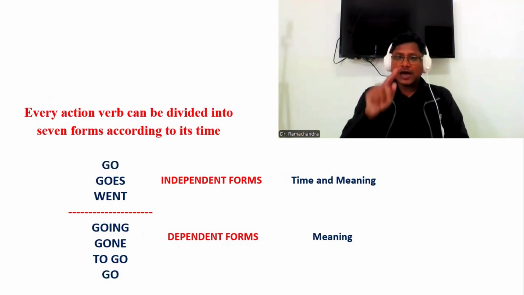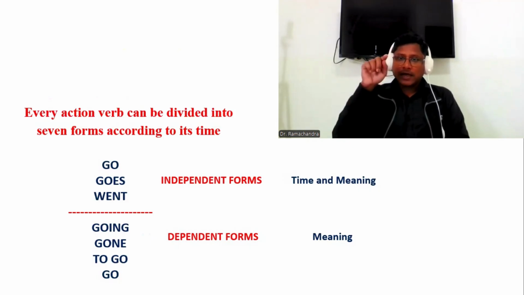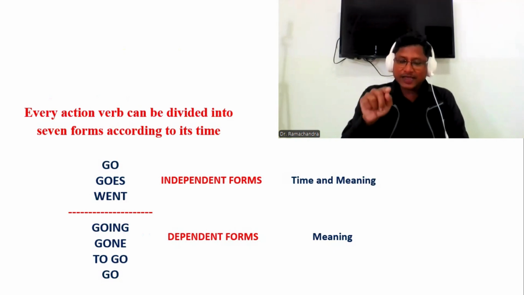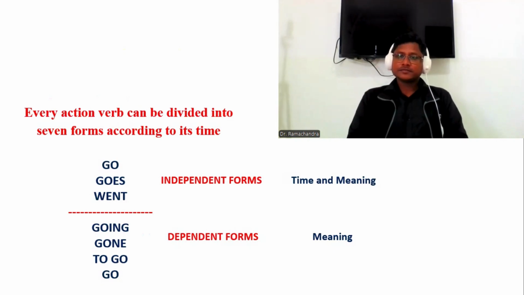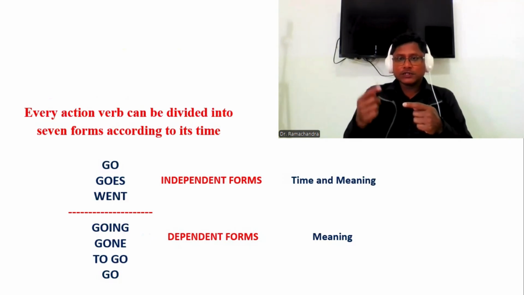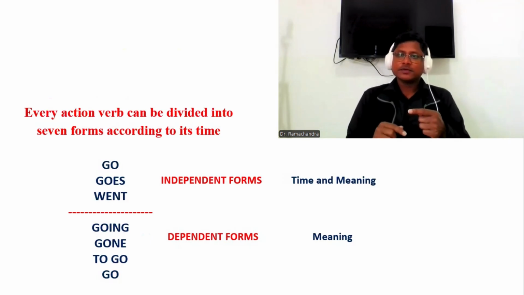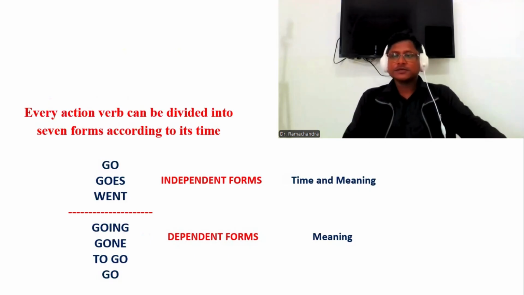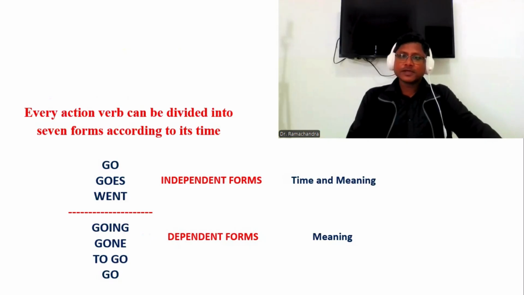If you use "I don't go," don't is the helping verb of present. "I didn't go" has a helping verb of past. If you want to tell negativity, "he doesn't go," present. So that means this form takes a helping verb. This form depends on time. Which have time? Helping verbs, auxiliary verbs. So now we come to understand every action verb can be divided into 7 forms according to time.